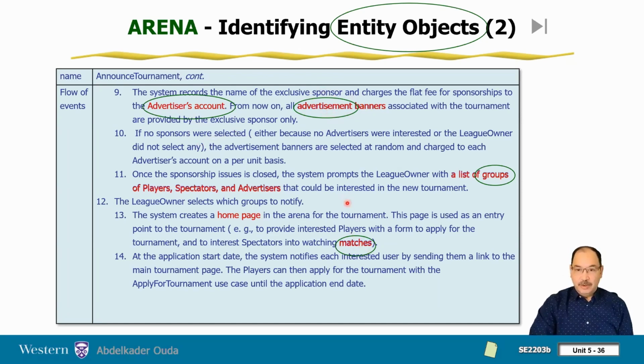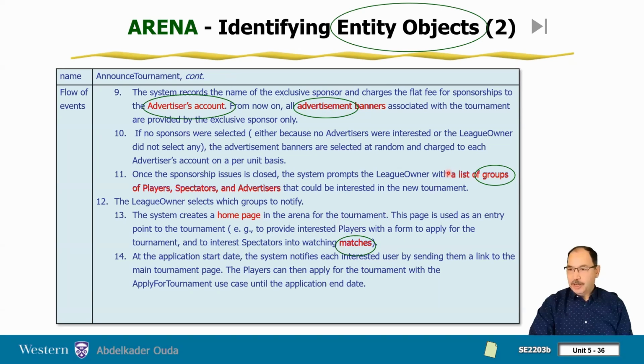Matches, we need to store the information about the match so that we can create statistics, and also so the spectator can replay the match later on. So information about the matches also needs to be saved permanently.